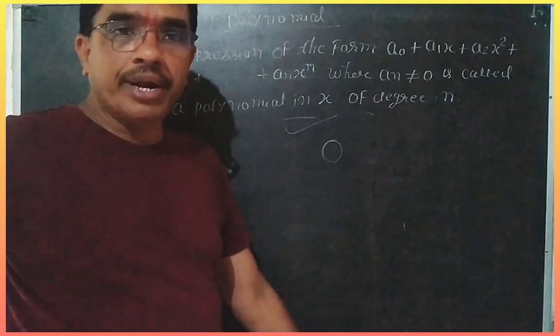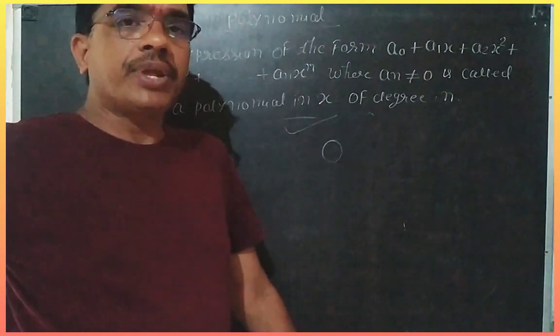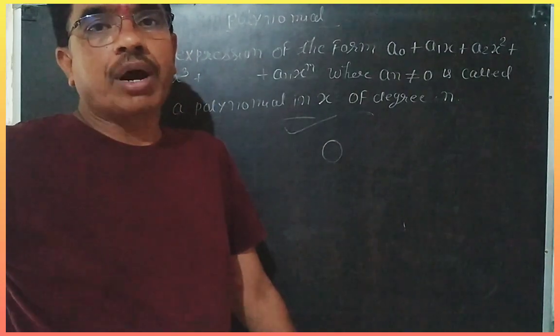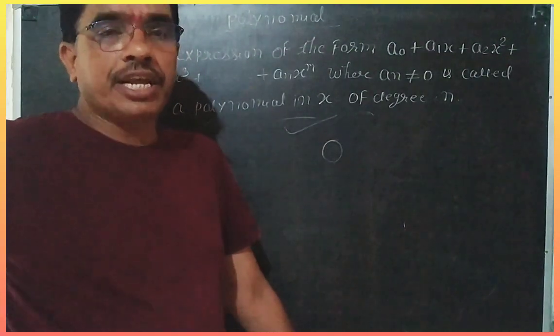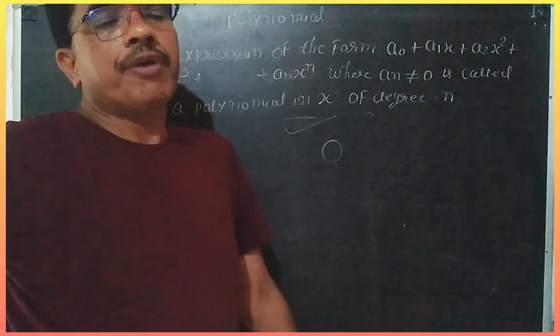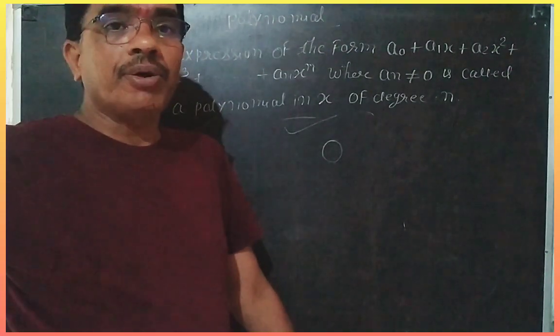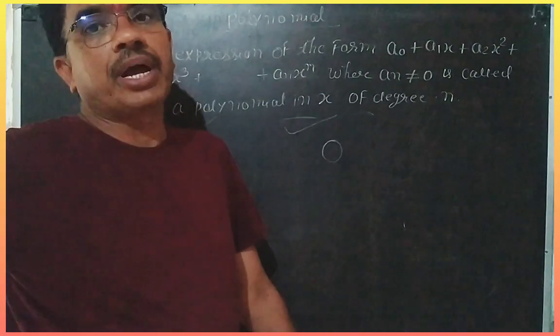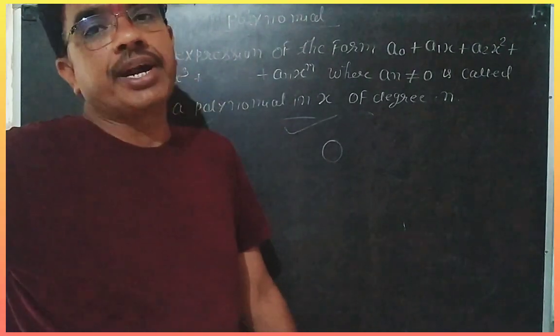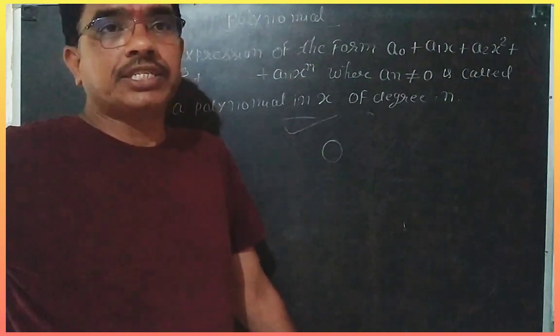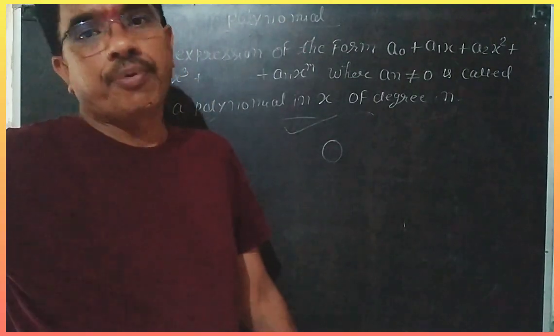If the degree is 1, that is a linear polynomial. If the degree is 2, that is a quadratic polynomial. If the degree is 3, that is a cubic polynomial. If the degree is 4, that is a biquadratic polynomial. If the degree is 0, that is called a constant polynomial. And if the degree cannot be defined and its example is 0, that is called the zero polynomial.